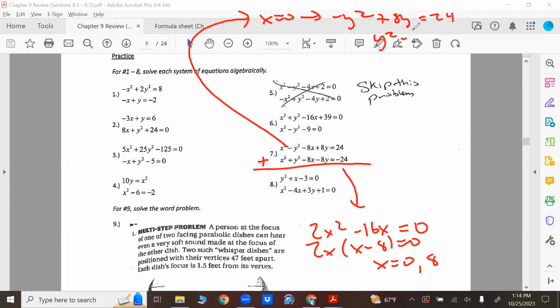So y squared minus 8y minus 24 equals 0. Oh boy. Wait, did I do that right? No, that 24 should be positive. Hold on. If you go on the bottom. You are correct. You're correct. I messed up.